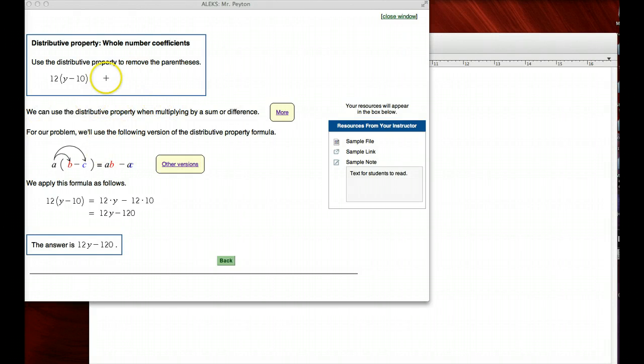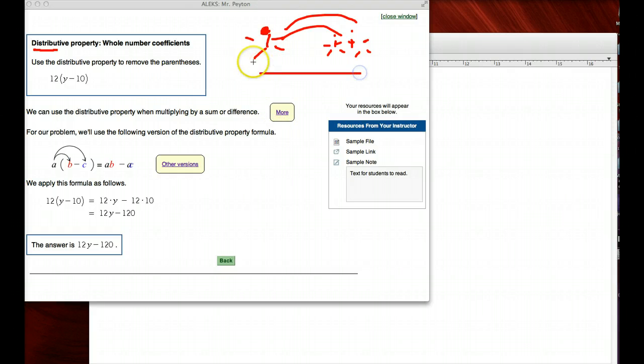For this particular one, we're using the distributive property. And the key is, what does the word distribute mean, right? To distribute means if I have one person here and I have two other people here, I'm giving them each something, right? So that's distribute. To distribute something, to give something away.